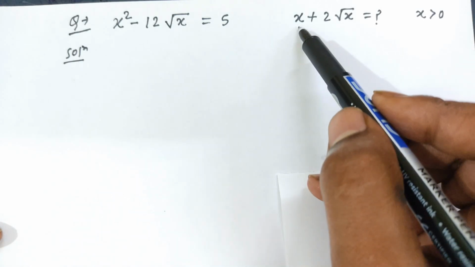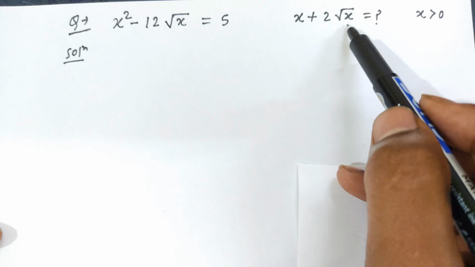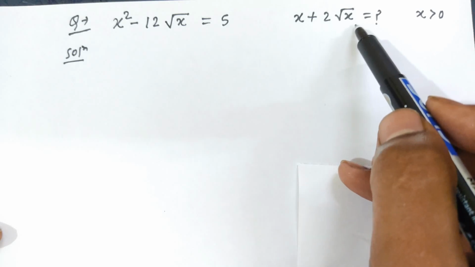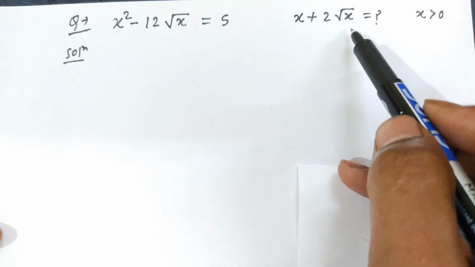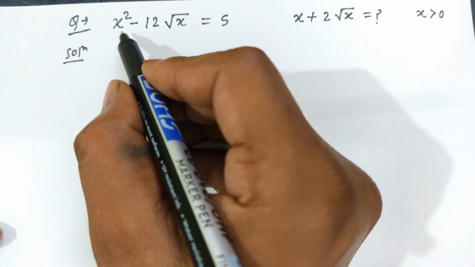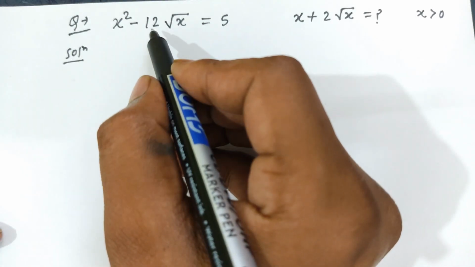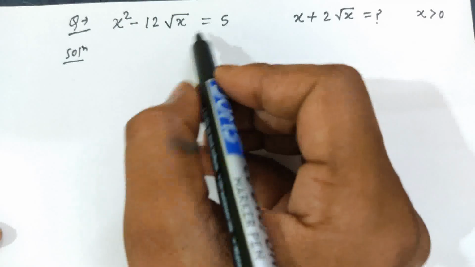Here first we will find out the value of x, and second we will find out the value of square root of x, then you will find out the value of this expression easily. And here it is given x square minus 12 times square root of x, this is equals to 5.